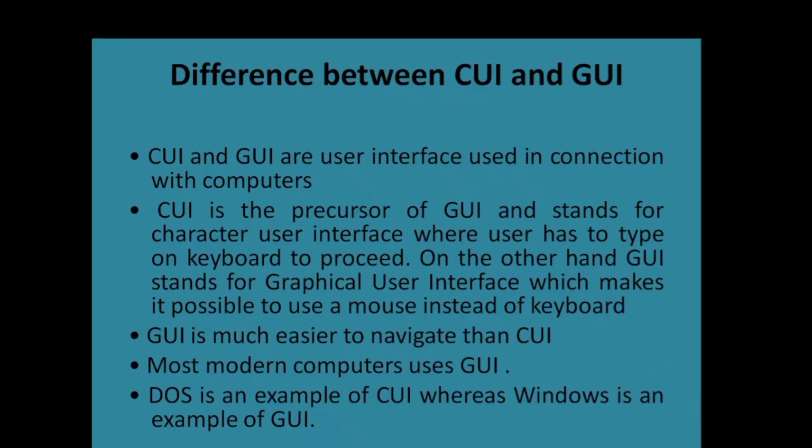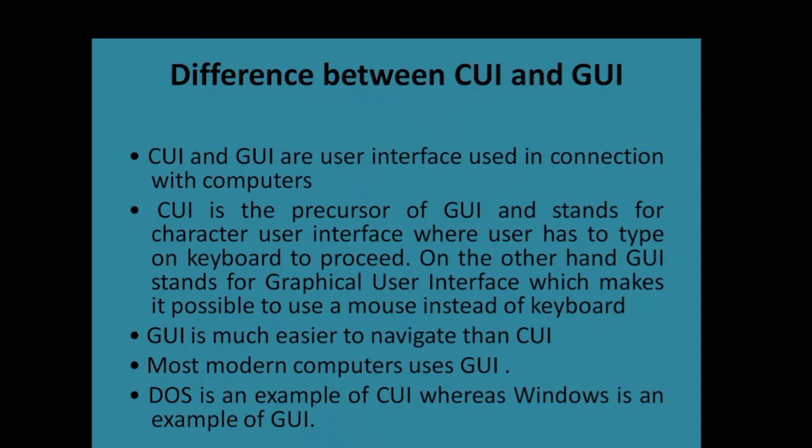Here are some differences between the CUI and GUI. CUI and GUI are the user interfaces used in connection with computers. If we want to perform any task in the computer, then we will use either of these environments, CUI or GUI. It provides a medium through which we can connect with our computer system. The next difference is CUI is the precursor of GUI and stands for character user interface, where the user has to type on the keyboard to proceed.